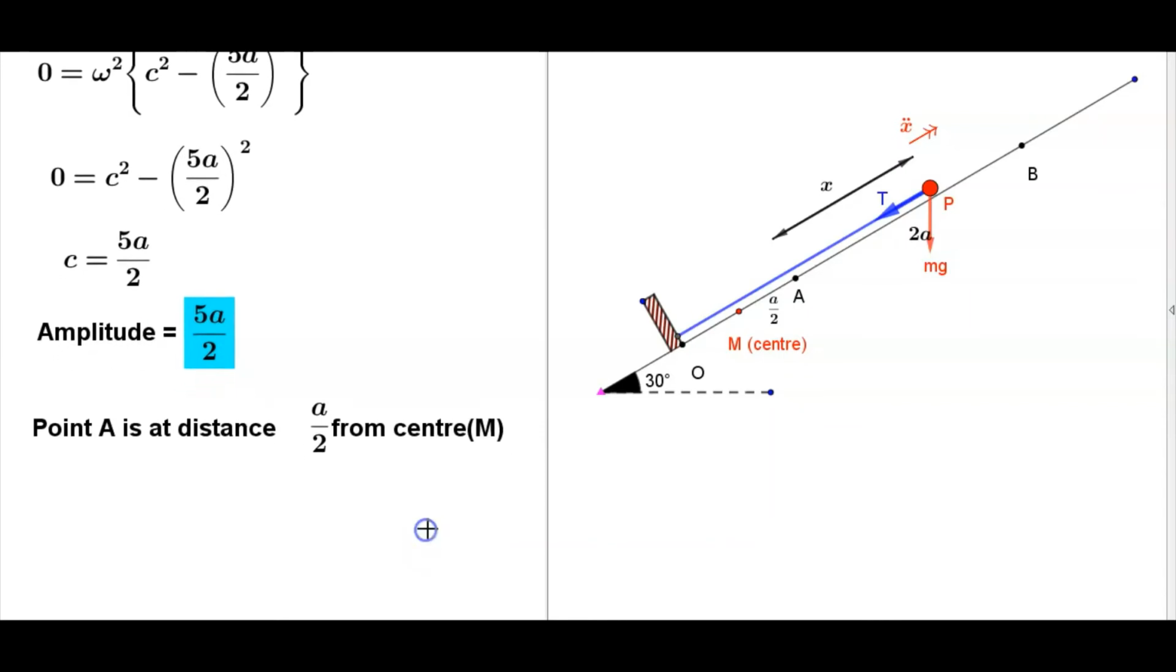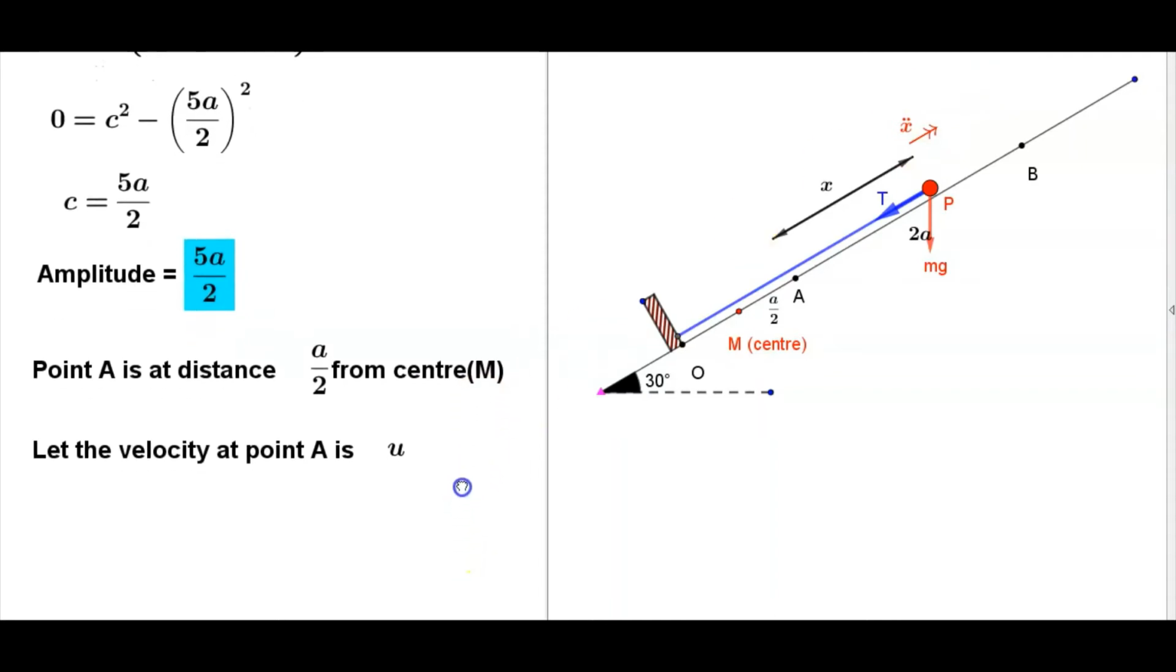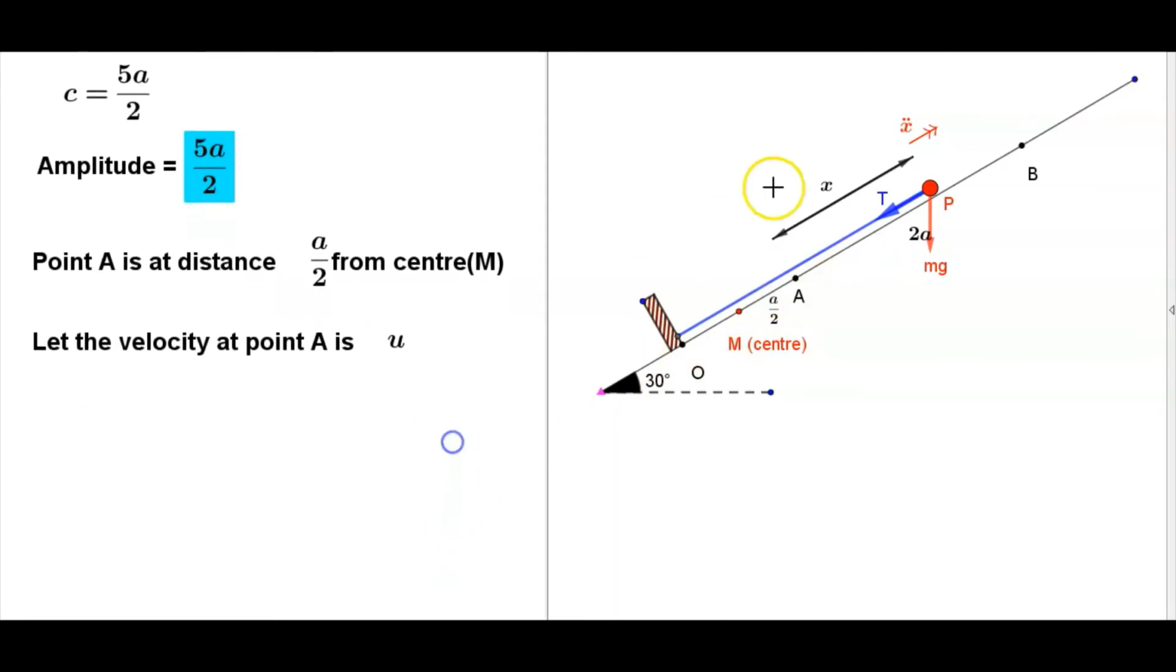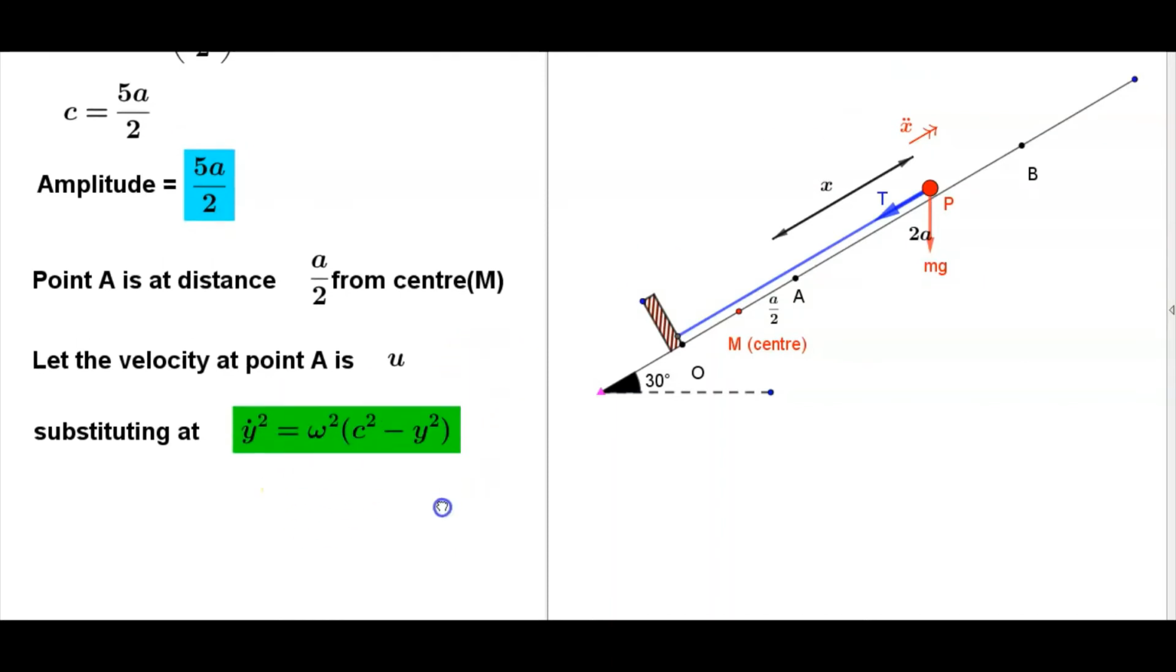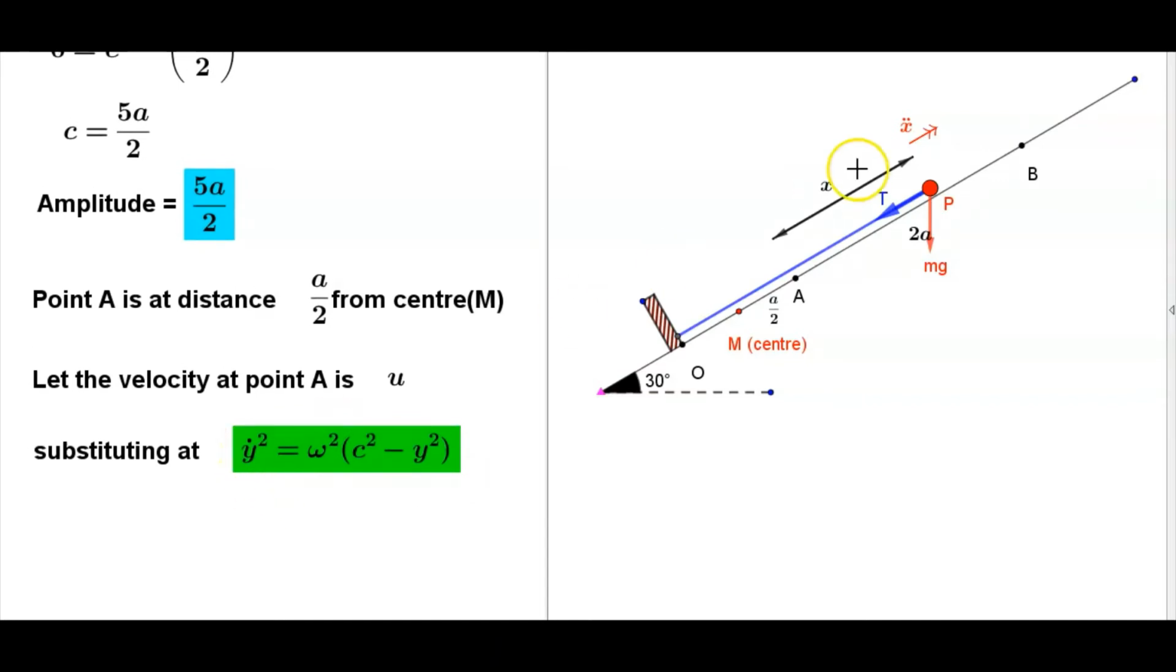Point A is at distance a by 2 from the center M. Let the velocity at point A be u. We want to find out the velocity at point A. Substituting into this formula, we want to find out this y dot squared.